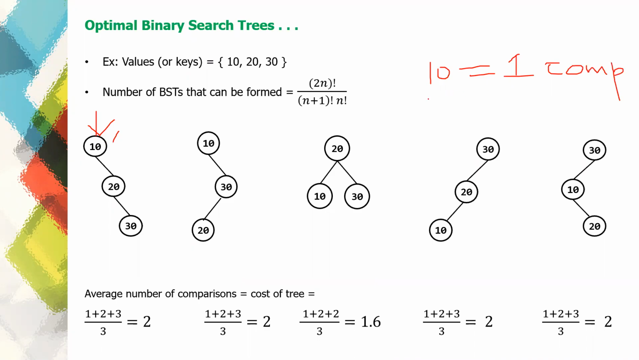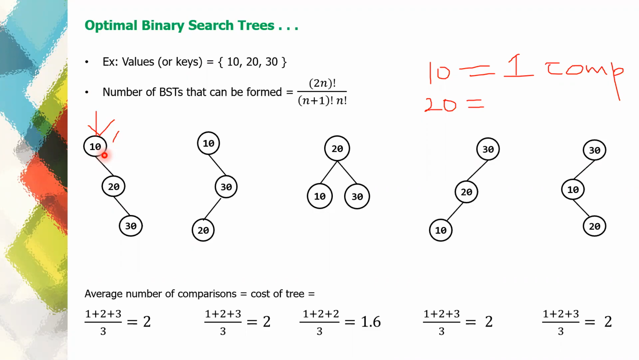Then, if I want to search for the key value 20, again, I'll go with the same binary search tree. I'll start searching from the root itself. So I'll compare with the root node. I'm searching for 20, but the root node consists of 10. If I'm not able to find 20 at the root, I'll try to traverse to the bottom of the tree.